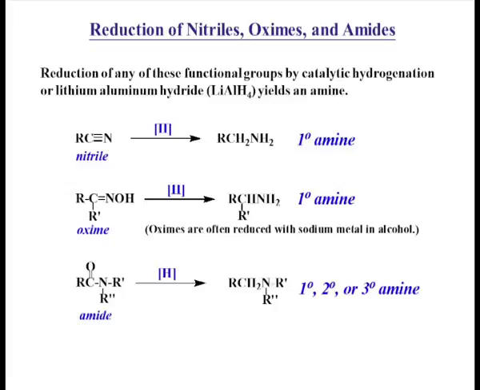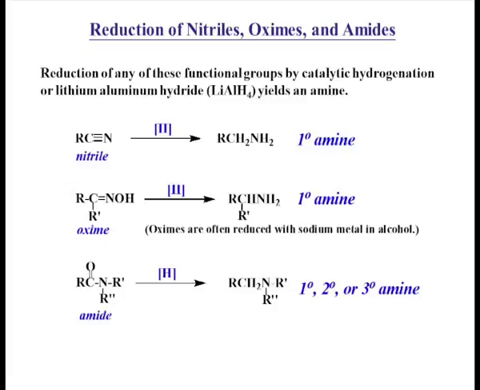So, reduction of any of these functional groups by catalytic hydrogenation, or another very good reagent is lithium aluminum hydride, a mixed hydride of lithium hydride and aluminum hydride AlH3, together LiAlH4, yields an amine this way. If you take an oxime, oximes have a double bonded N with an OH group, like hydroxylamine, so it is called oxime. When you reduce that, you end up with RCH2NH2. Oximes are often reduced with sodium metal in alcohol, that is another reducing agent system, sodium or potassium in alcohol is also used.